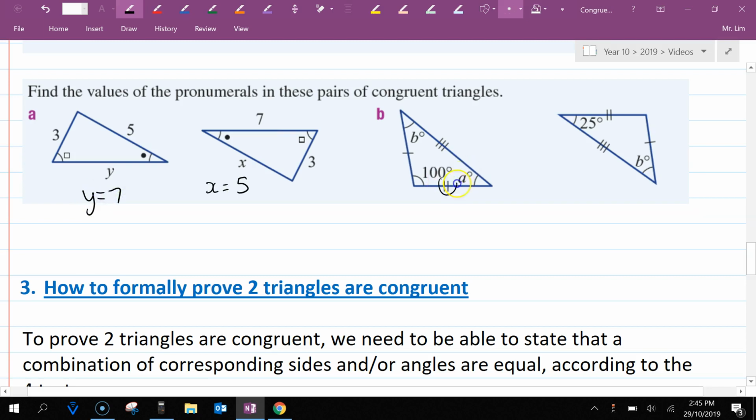Here a is between 2 and 3, so the one between 2 and 3 is 25 degrees, therefore a is equal to 25 degrees. Well, if this is equal to 25 degrees, by angle sum of a triangle, b has to equal 180 minus 125, which is 55 degrees.